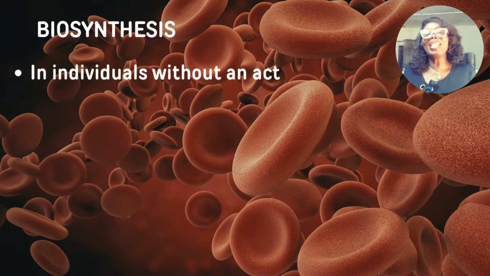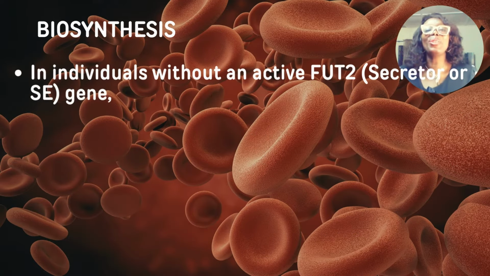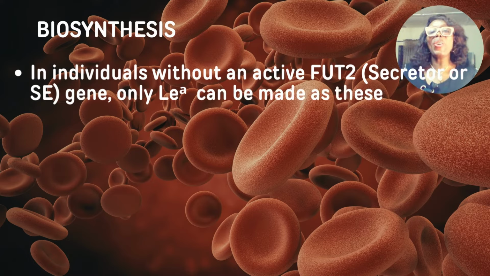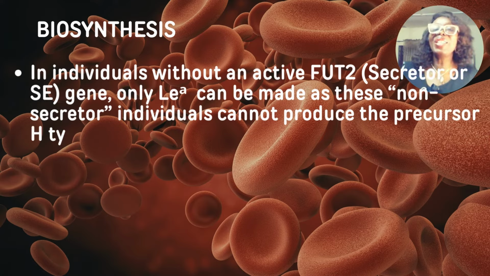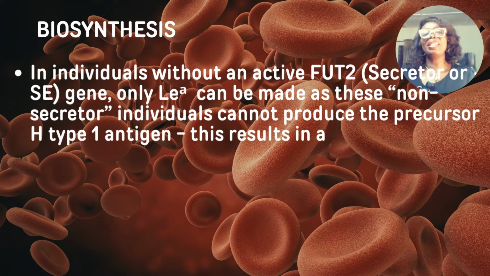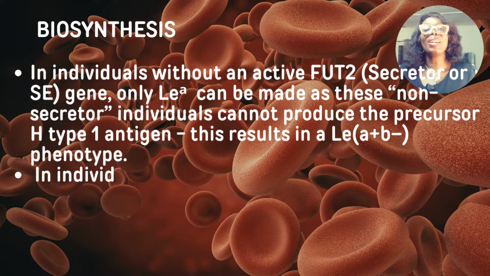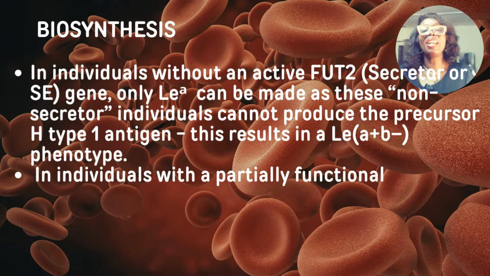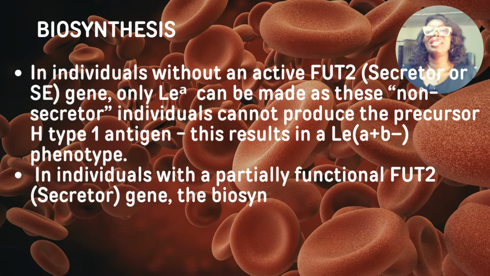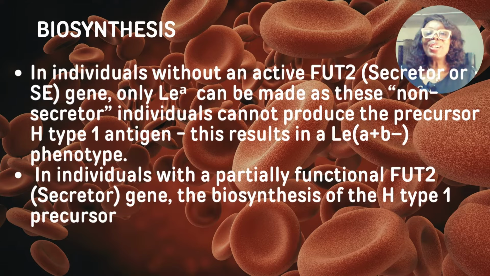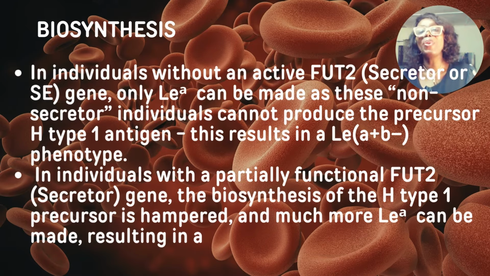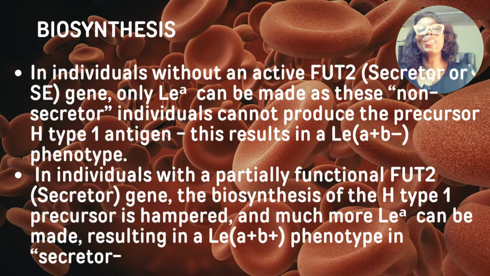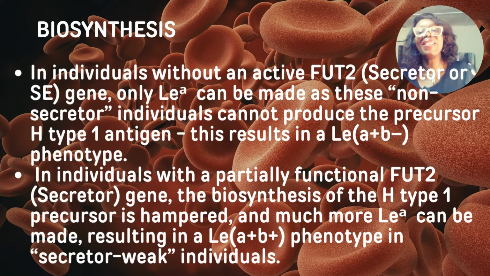In individuals without an active FUT2 gene, that is individuals who are non-secretors, only Lewis A antigen can be made, because these individuals do not have an active FUT2 gene. Because they don't have it, they cannot produce the precursor H type 1 antigen, and this will result in the Le(a+b-) phenotype.